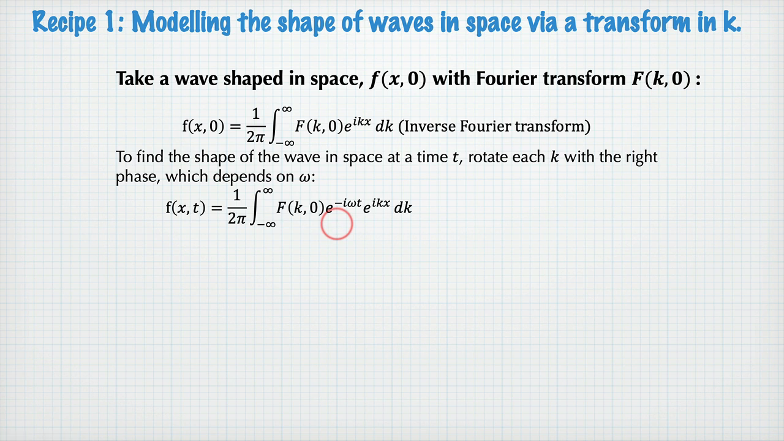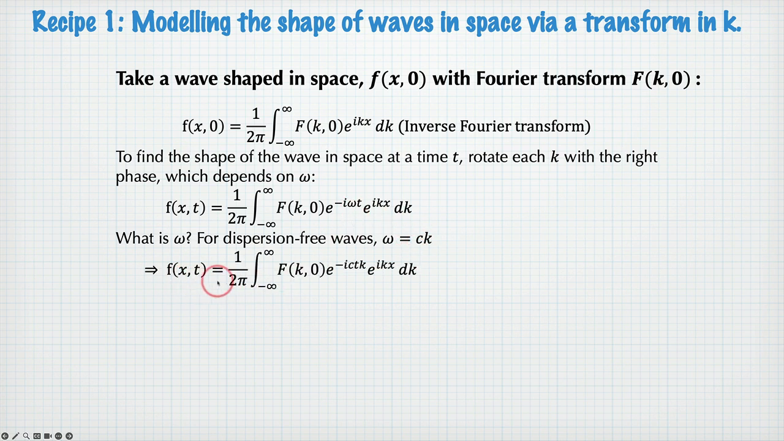Well, what is omega? In the case where we have no dispersion, omega is directly proportional to k, and the constant of proportionality is the speed of the wave c. Substituting this in, we get this integral here, and we can look at this and go, well, that's actually just a phase rotation that is linear in k, and we can use the shift theorem to immediately write down the shifted waveform. And so we can see that the initial waveform, f of x naught, is just being shifted along the x-axis at the speed c.